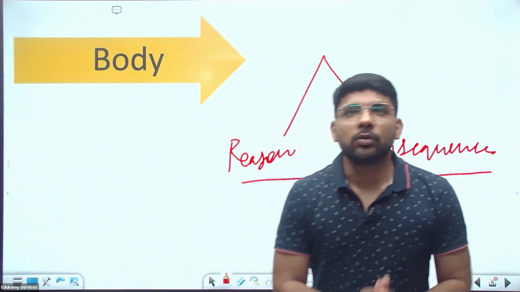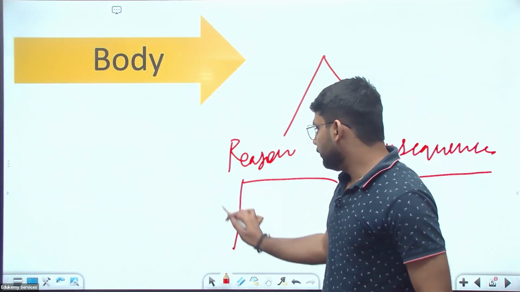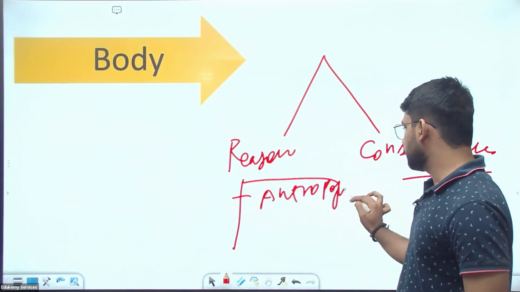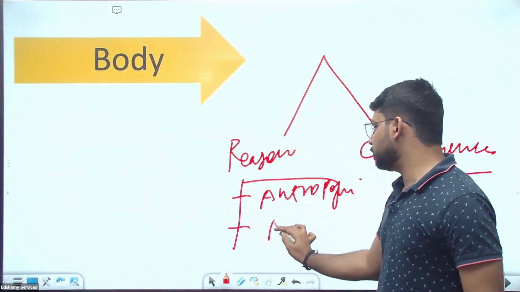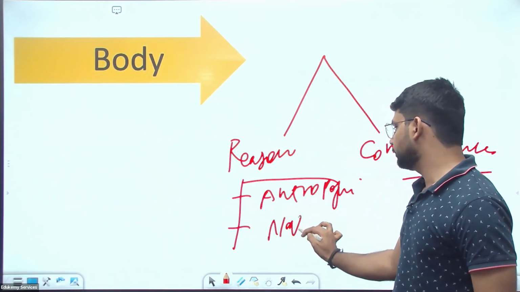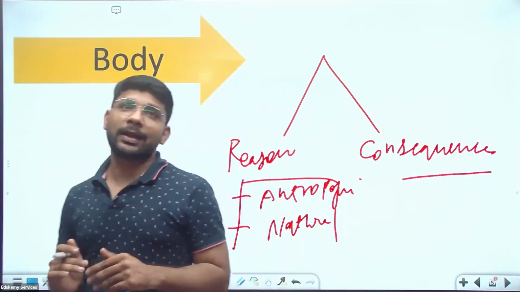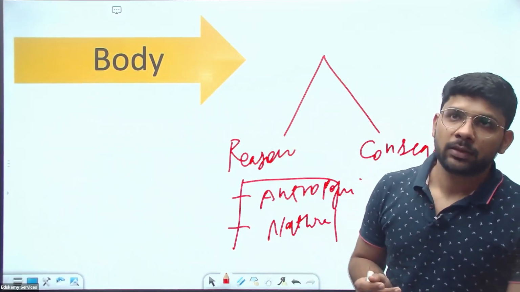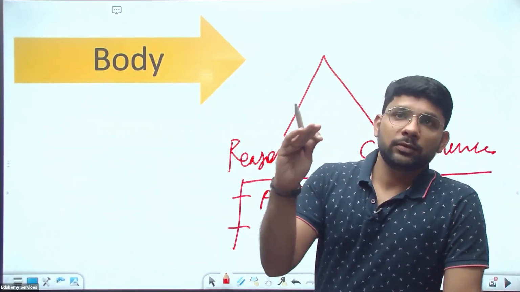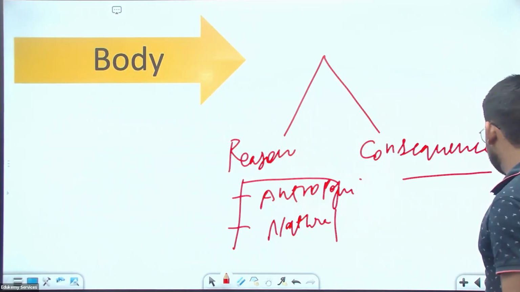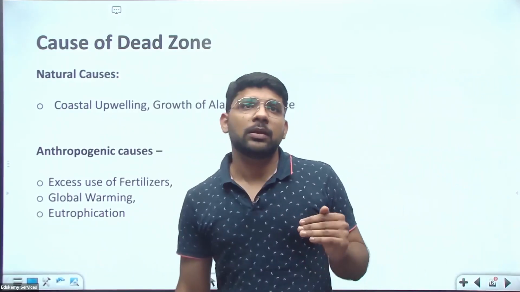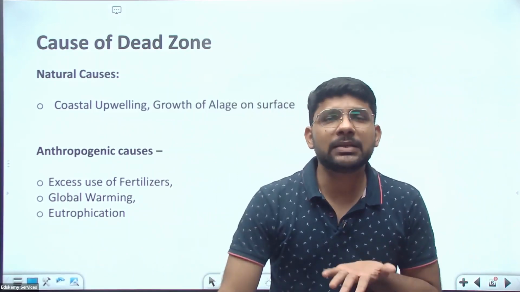Okay, so the reason can be, one, the anthropogenic reason. Second can be the natural. So anthropogenic reason and the natural reason. Anthropogenic means due to human activities. So let's see about the reasons behind the dead zones. So natural reasons. What are the major natural reasons?